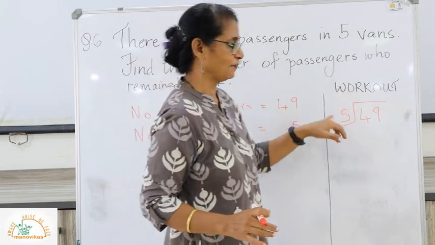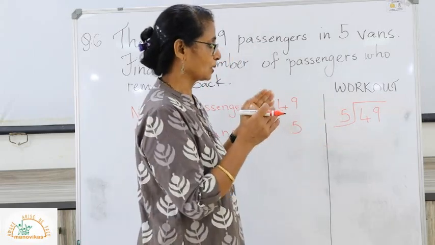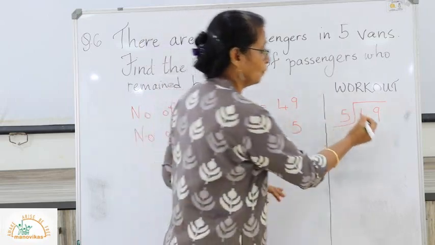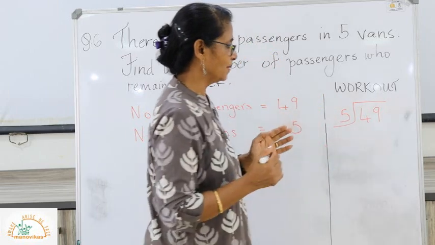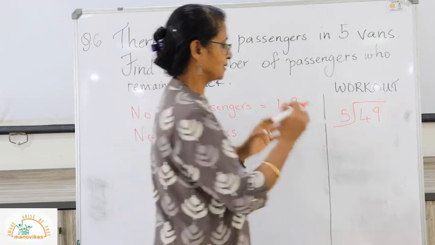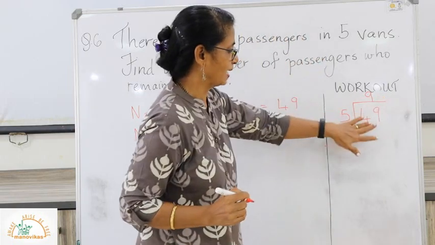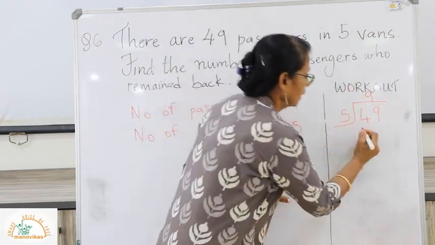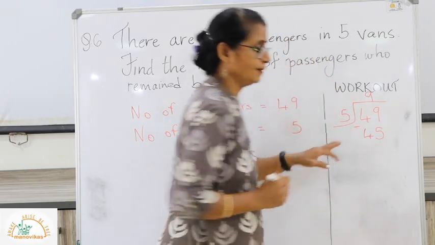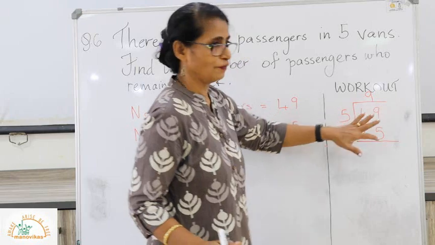But do we have 49 in 5 times table? No. So what we do is we take a number which is closer to 49 but we cannot write the number which is more than 49. So the number 45, because 5 nines is 45. So taking 5 nines are 45, we get the 9 as a quotient which we write above the dividend and 45 below the dividend using a minus sign. Now we draw a line and we subtract 45 from 49.